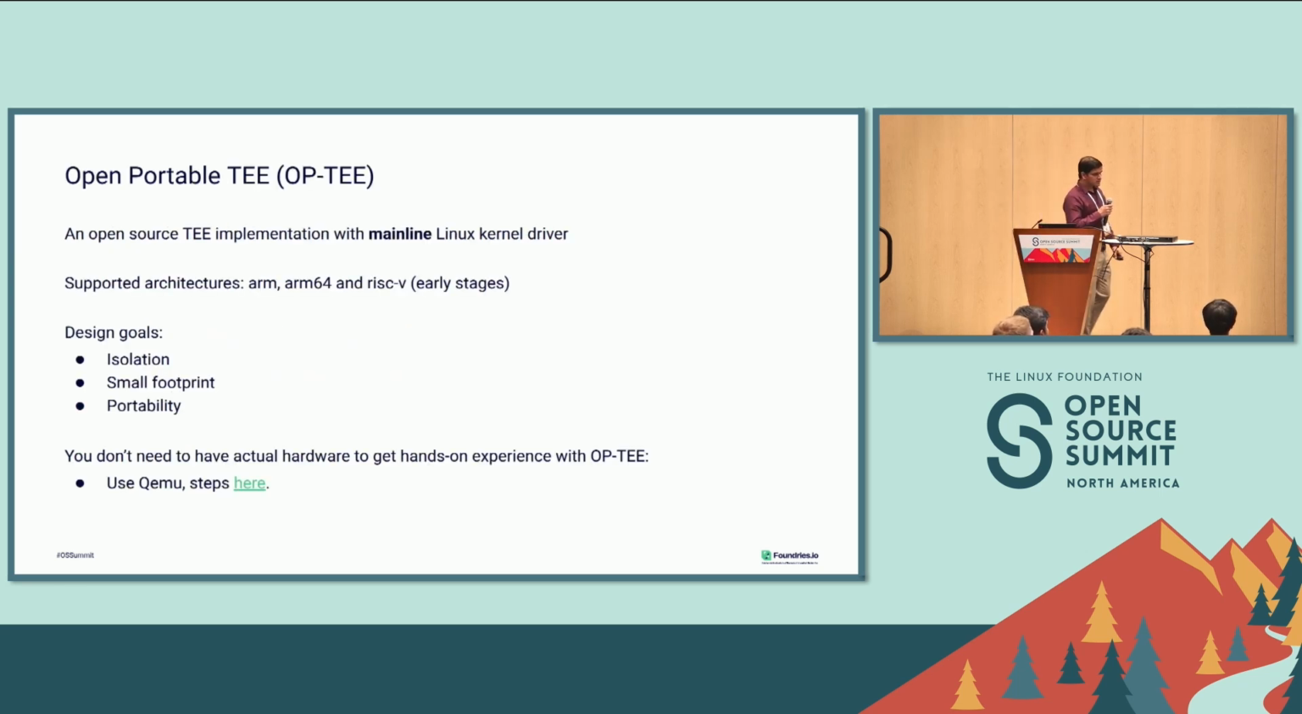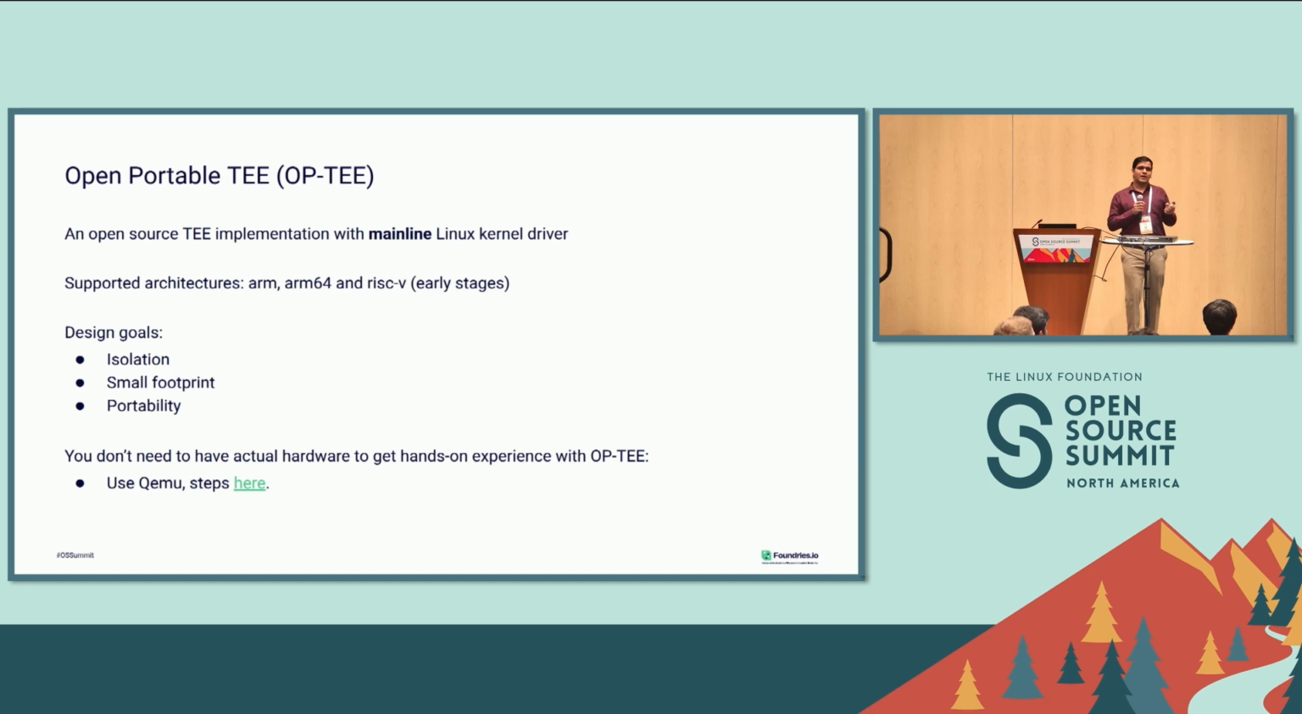So first of all, what is Opti? It is an open, portable, trusted execution environment. It is running alongside your rich execution environment and offering isolation properties. That is one of the main design goals for Opti.